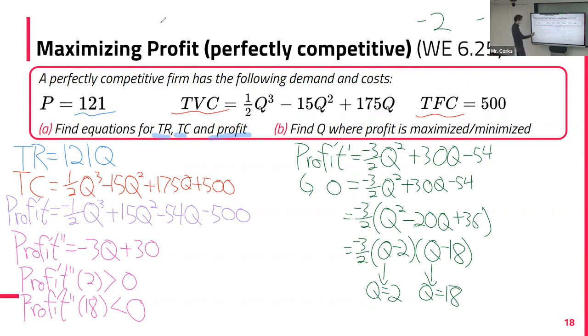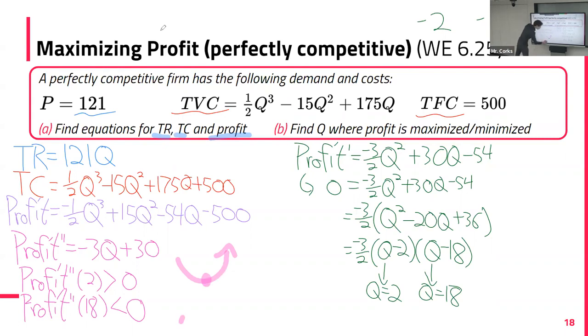Okay, 2 is the minimum, 18 is the maximum. Just to remind us how that works. If the second derivative is positive, that means the slopes are becoming more positive. They're getting closer to positive infinity. If we're curving up like this and we have a flat slope, that can only happen at a point like this. So that's a minimum.